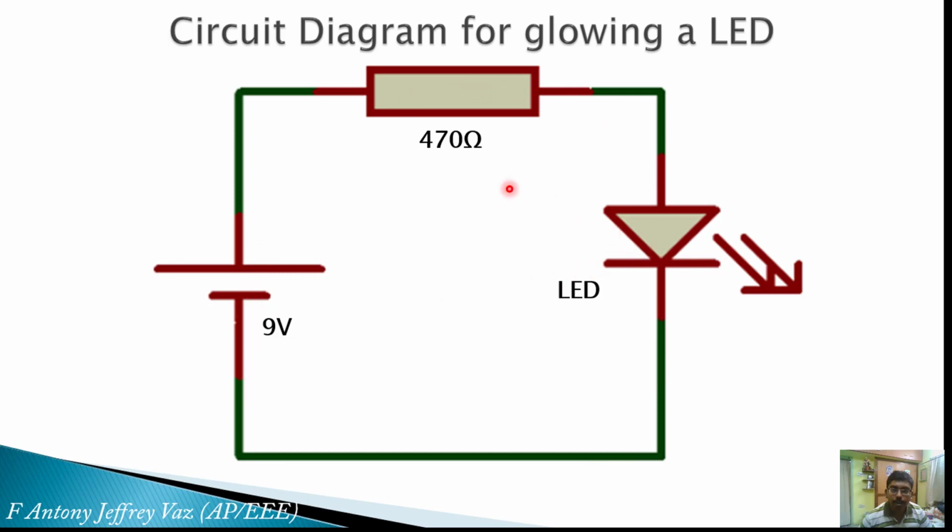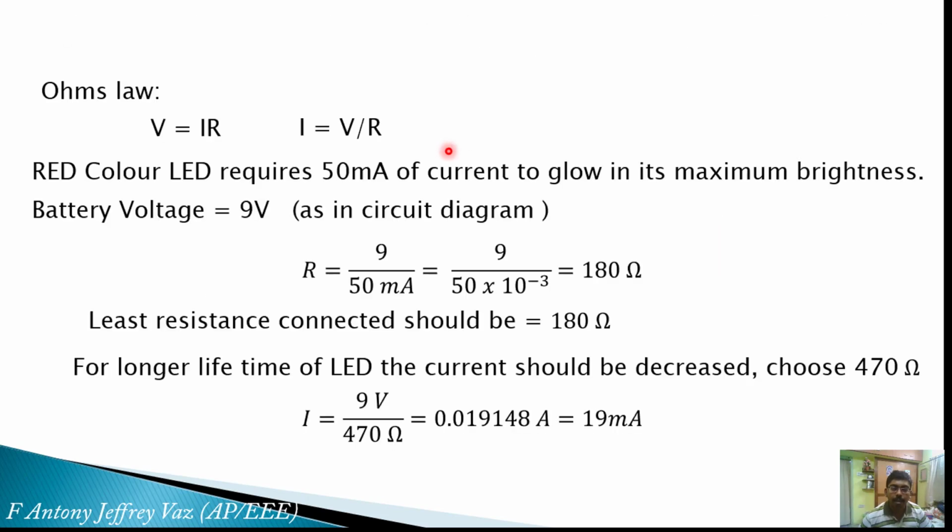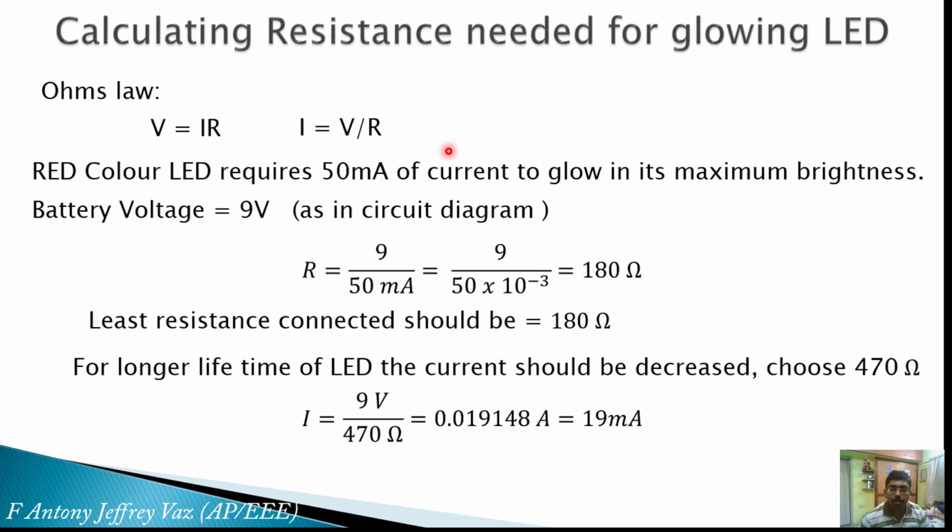Now we need to decide why we have to make 470 ohm resistance here, and why we should not make any other value of resistance over here. To do this, we need to make some simple calculations. We know Ohm's law is V equals IR, that is, I equals V by R.